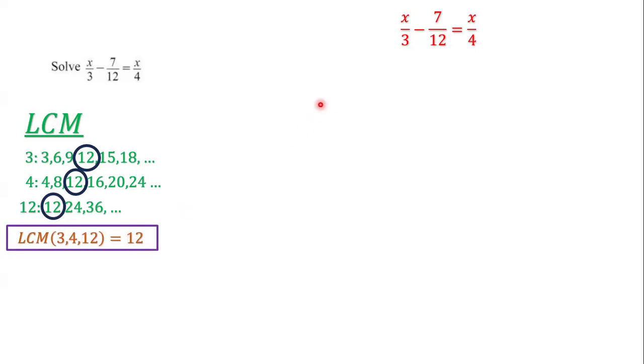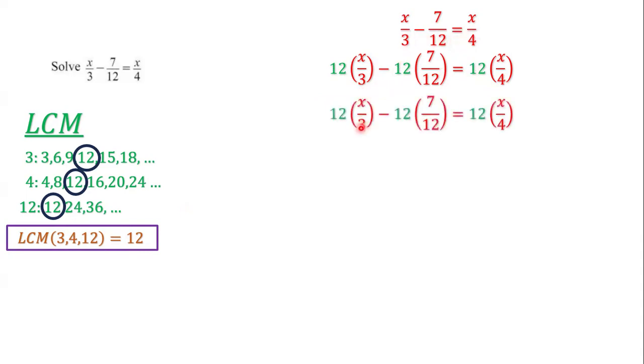And so what we're going to do is take each term in this equation and multiply each term by 12. What that does is it helps us eliminate these denominators at the bottom, because 3 goes into itself one time, right? And 3 goes into 12 how many times? 4 times. And so we have 4 times x, right?